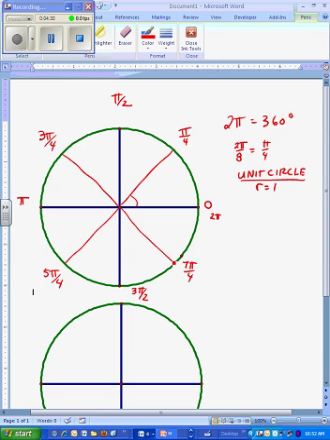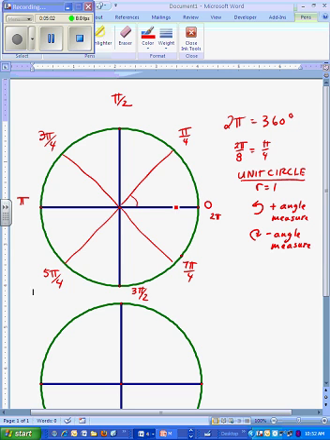Now the positive direction is going to be counterclockwise. If we go clockwise, then it's going to be a negative angle measurement. So you've got to figure out which direction you're going. Now I could continue on counting. I can whip around the circle an infinite number of times.